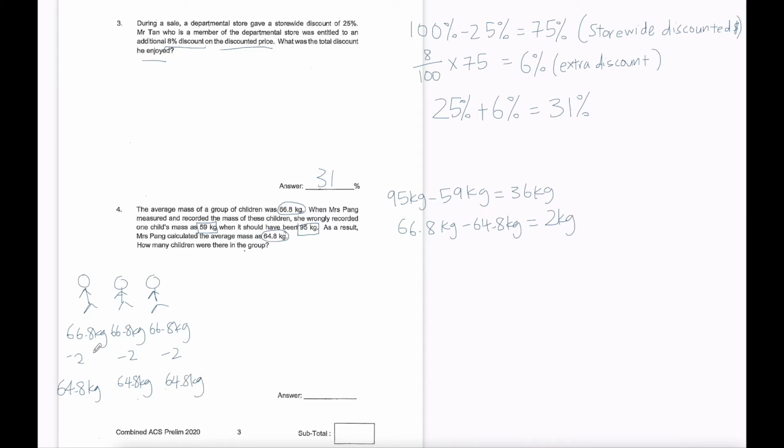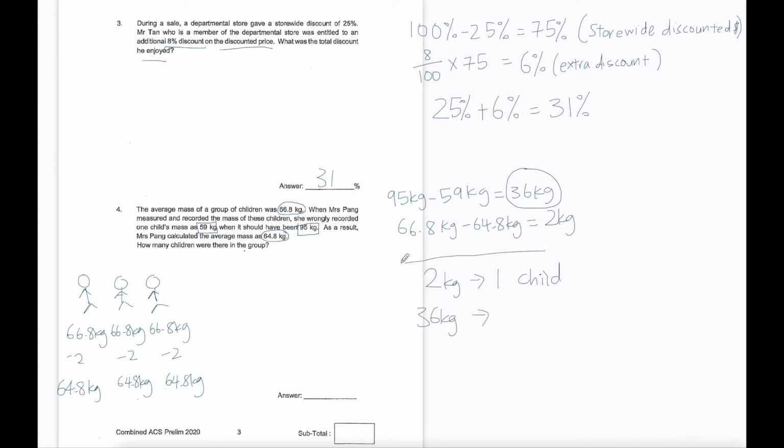So the total difference is 36 kg. Okay, the total decrease is 36 kg and each child decreased by 2 kg. So how do we do this question? We have to just minus 2 until we get 36 kg. Okay, so one child is 2 kg, right? We just need to find 36 kg.